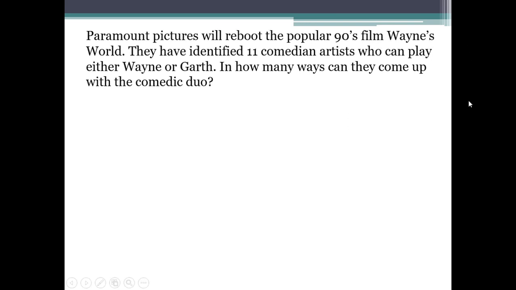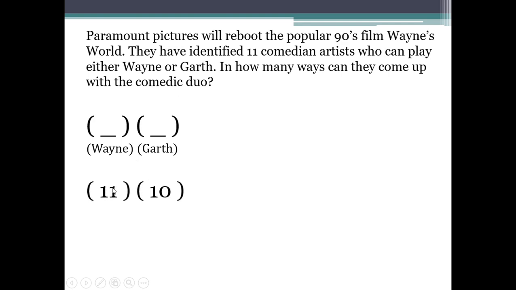Paramount Pictures will reboot the popular 90s film Wayne's World, that comedy from long ago. They have identified 11 comedian artists who can play either Wayne or Garth. In how many ways can they come up with a comedic duo? So the idea is we choose only 2 out of the 11 to play as either Wayne or Garth.